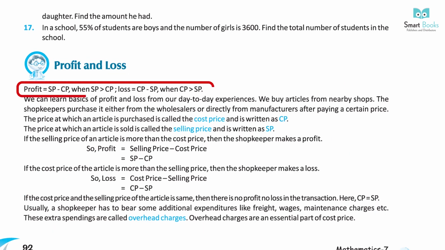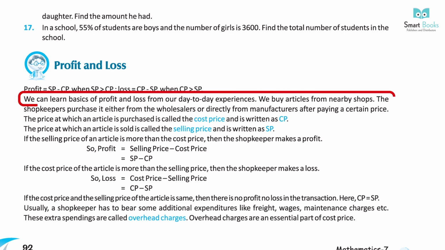Profit and loss. Profit is equal to SP minus CP when SP is greater than CP. Loss is equal to CP minus SP when CP is greater than SP. We can learn basics of profit and loss from our day-to-day experiences.